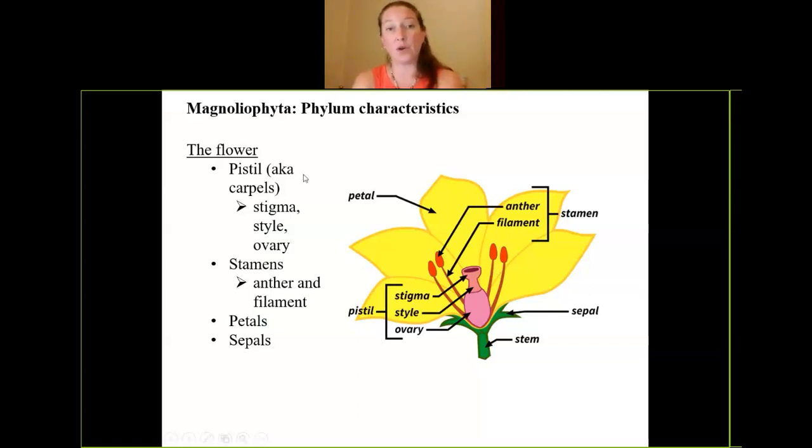So the pistil or carpels is made up of three things: the stigma, the style, and the ovary. And we'll talk about their functions on subsequent slides. The stamens are made up of an anther and a filament. Then you have the petals of a flower, and then you have the sepals of a flower. Because we are going to go through this on subsequent slides, if I were to just draw very quickly, if we looked first at the pistil, this is the stigma, the sticky part on top. Style here, and then ovary.